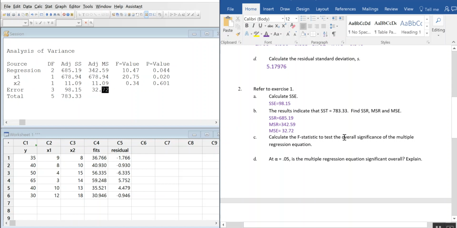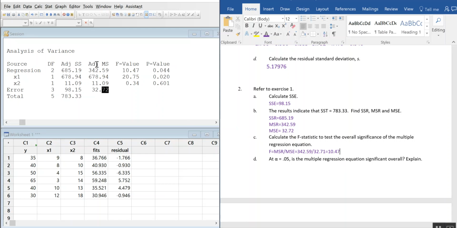Okay. Next up, finding the F statistic. We calculate F by doing the mean square for regression divided by mean square error, MSR divided by MSE, which from looking at our values above, we could do as 342.59 divided by 32.72, which I calculated earlier. So that's 10.47.